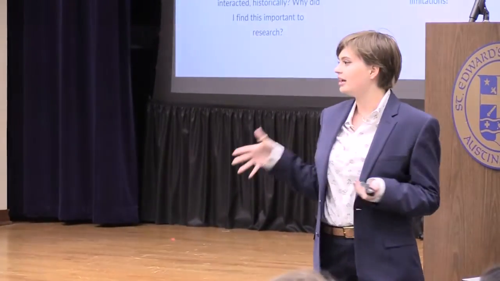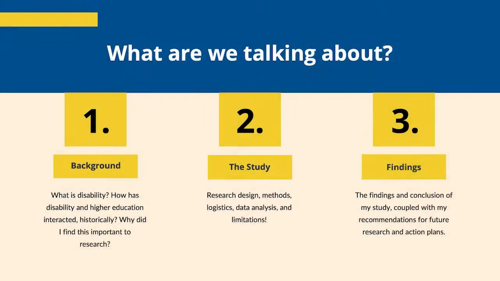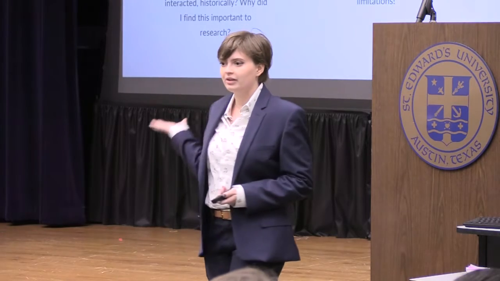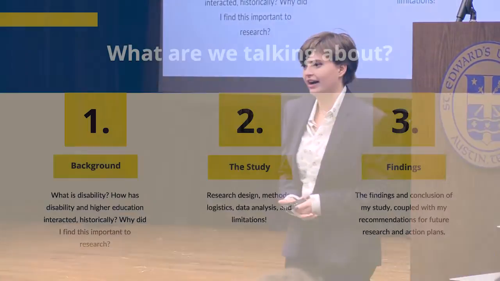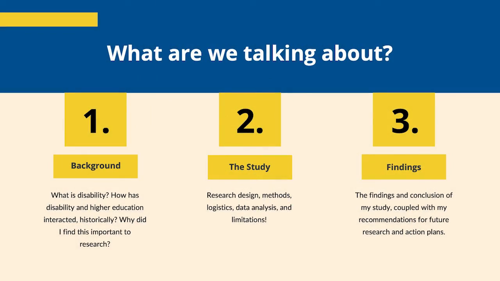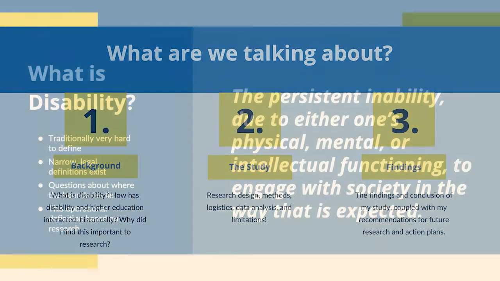First of all, let's talk about what we're going to be talking about today. I'm going to give y'all some background. What is disability in the first place? How has it interacted with higher education? Then I'm going to go into the specific study that I created and designed, and then we'll talk about some findings. I'll leave you with a conclusion and plans for further policy research.